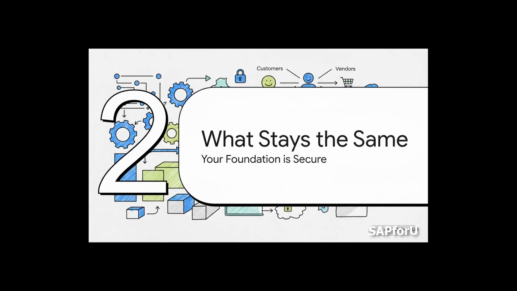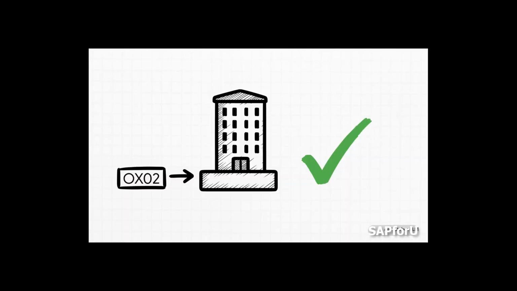But hang on. Before we dive into all the shiny new things, let's just take a quick breath. A whole lot of your core knowledge is still totally relevant. The foundational stuff, that enterprise structure and finance, they haven't just thrown it all out the window. For example, creating your main legal accounting entity, the company code, that's still done in transaction OX02. So that whole process is exactly the same as you remember it.